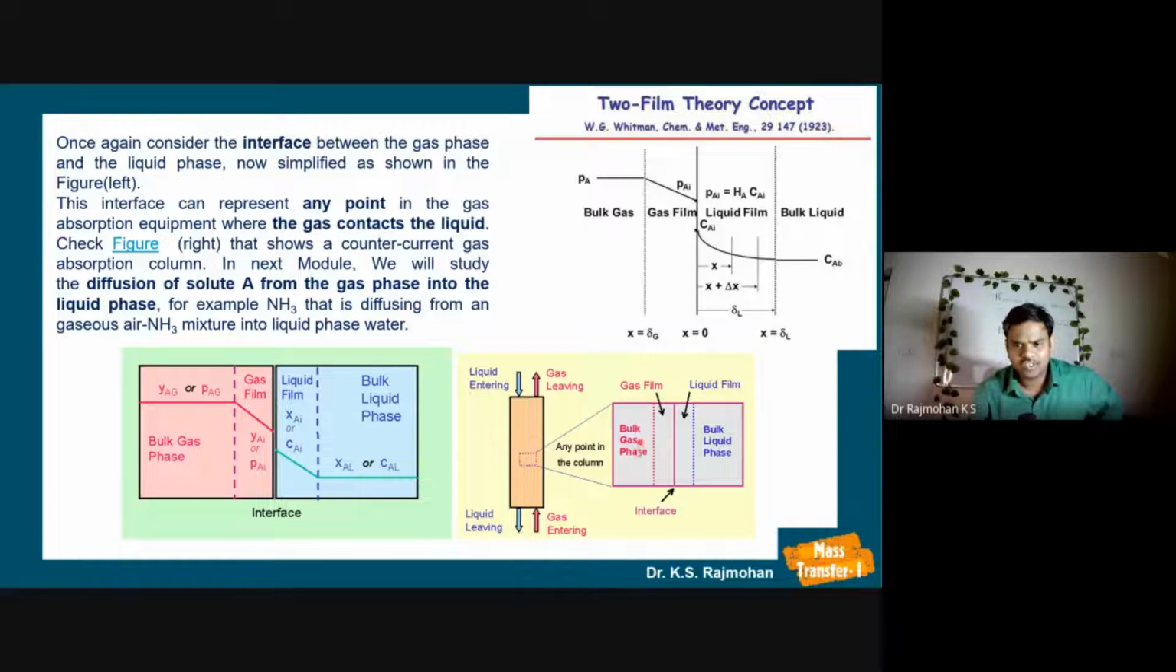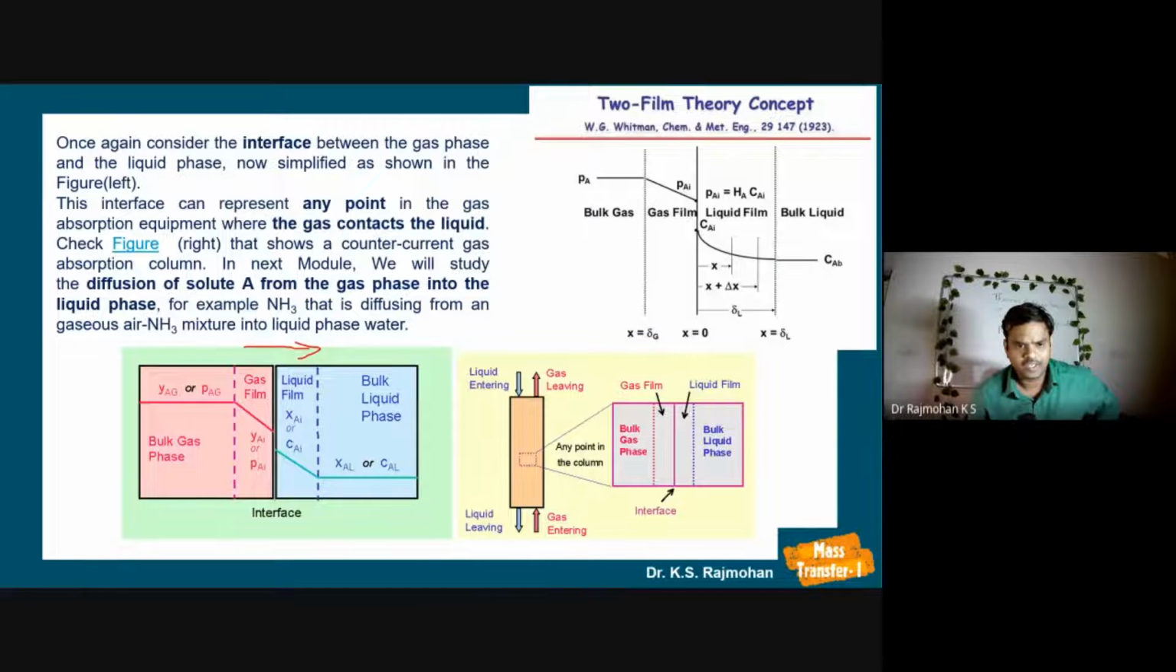So we always have a bulk gas phase and a bulk liquid phase, and there is an interface with a gas film and a liquid film. Within these films, let us consider one particular direction of mass transfer. Let us assume the mass transfer is taking place from gas film to liquid film.